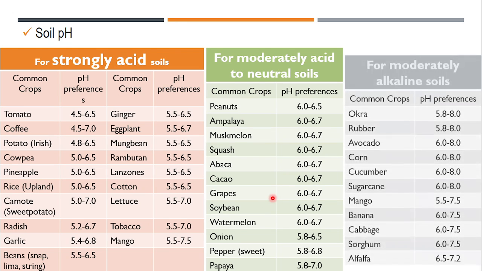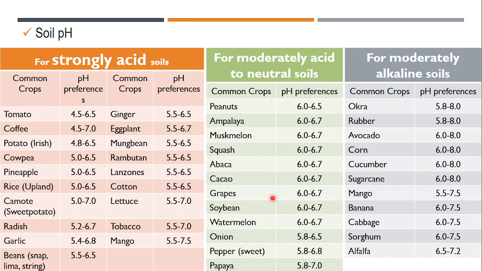And then, for moderately alkaline soils, ito naman yung pwede nating itanim. You have the okra, rubber, avocado, corn, cucumber, sugarcane, mango, banana, cabbage, sorghum, and alfalfa. Determining the pH of our soil is important para malaman natin kung kailangan ba nating i-adjust yung pH ng soil natin para sa ating crop, or baka naman optimum na yung pH ng soil natin para sa gusto nating itanim na crop.